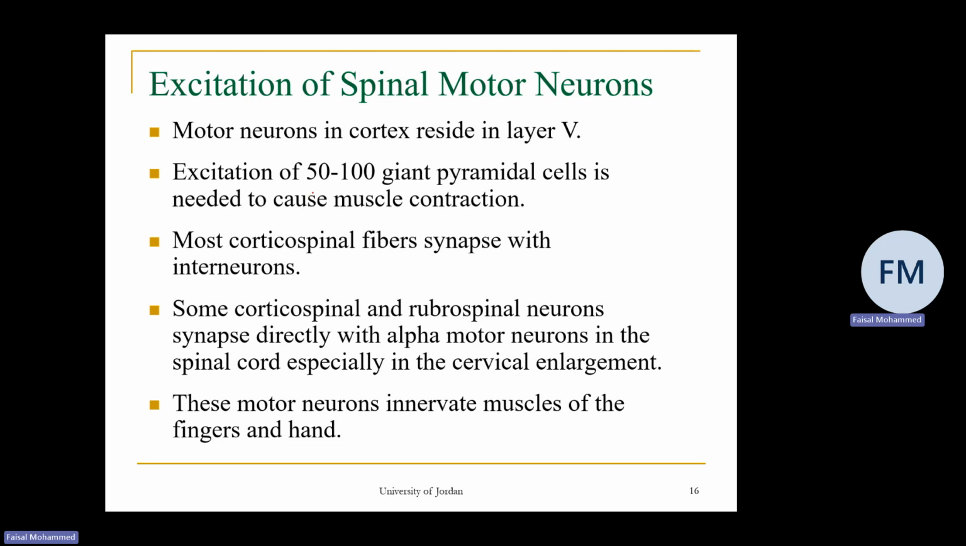Excitation of 50 to 100 giant pyramidal cells is needed to cause muscle contraction. Most corticospinal fibers synapse with interneurons. Although some of the corticospinal fibers synapse with the alpha motor neuron directly, and some of the rubrospinal, most synapse with interneurons, and the interneurons synapse with the alpha motor neuron, what we call the final common pathway.